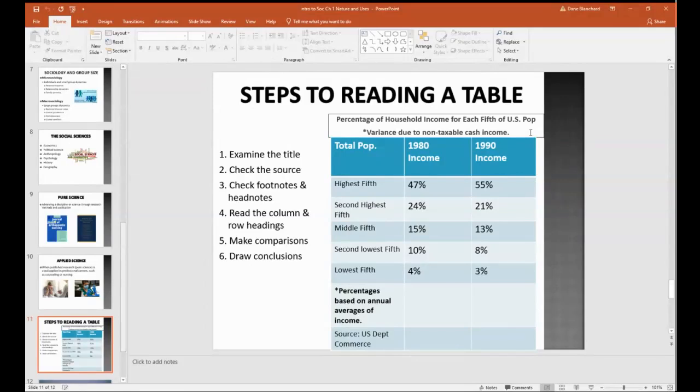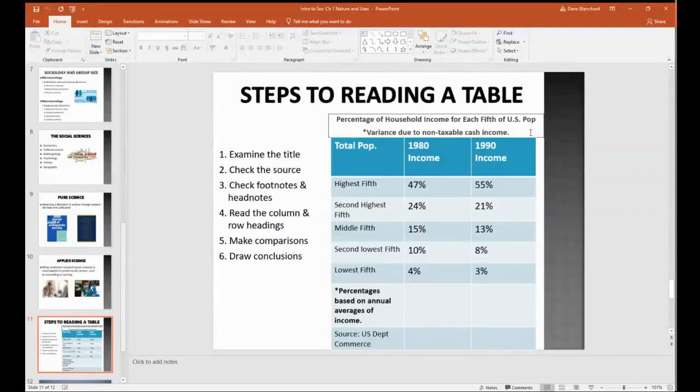Number 4, you're going to read the columns and the rows. So on the left side, it shows you the total population. It breaks it down into 20%, all the way from the highest 20% all the way to the bottom 20%. It takes a look at all the income that was generated in the year 1980 versus 1990.